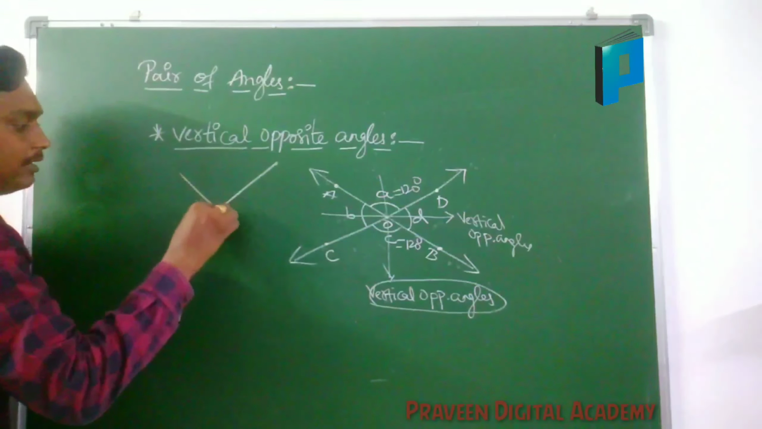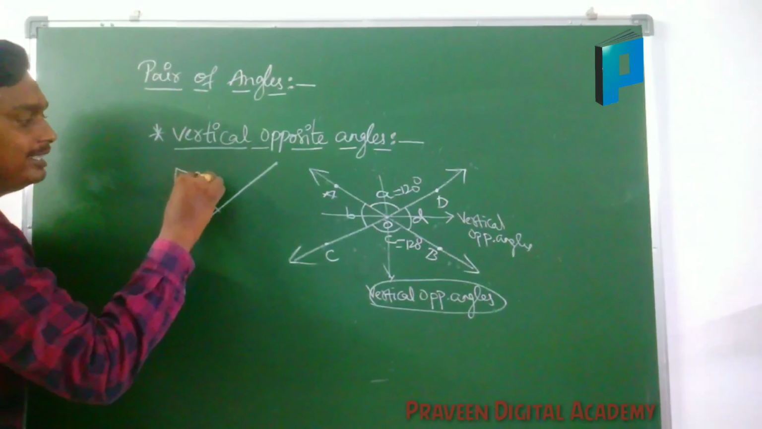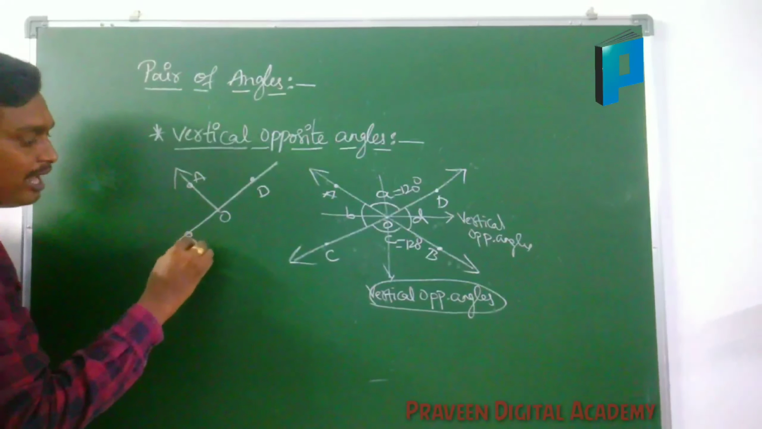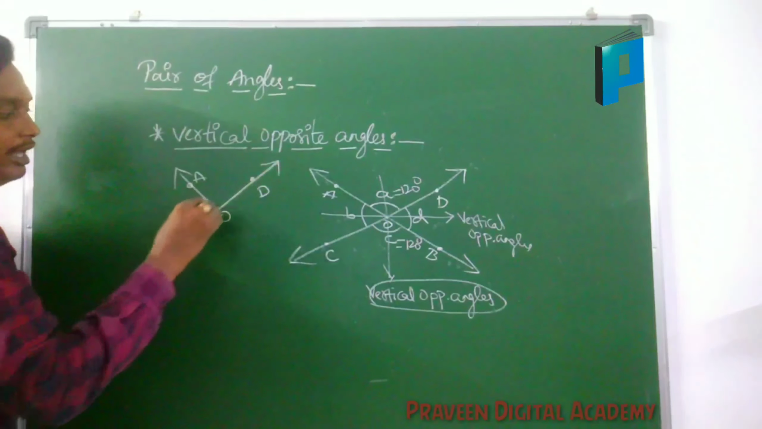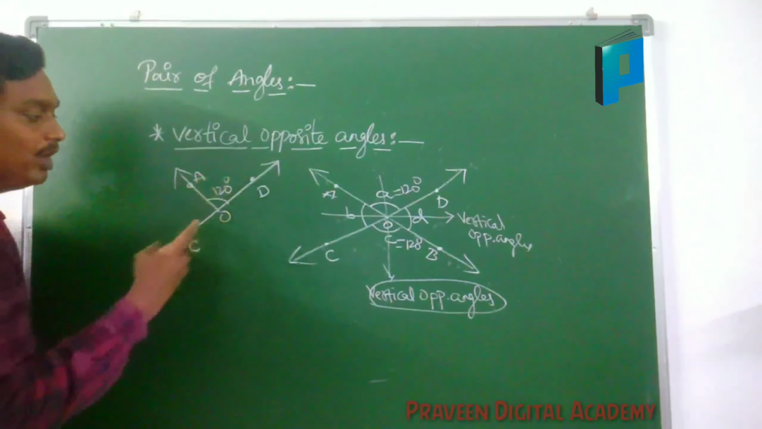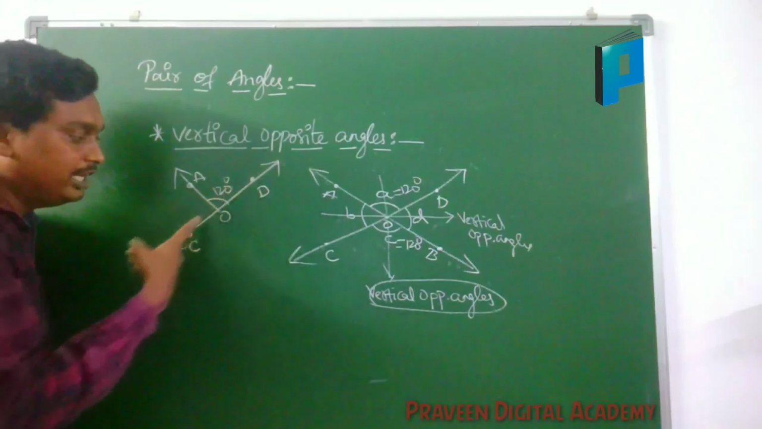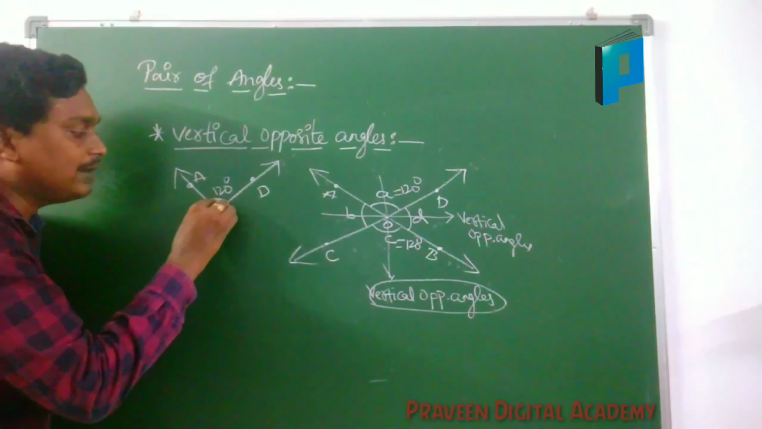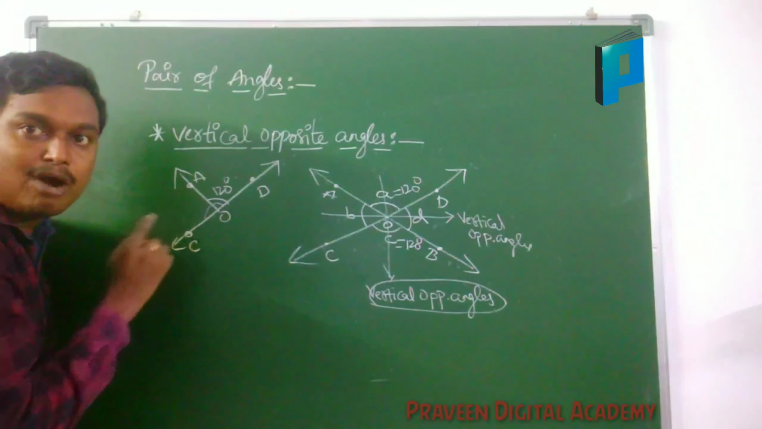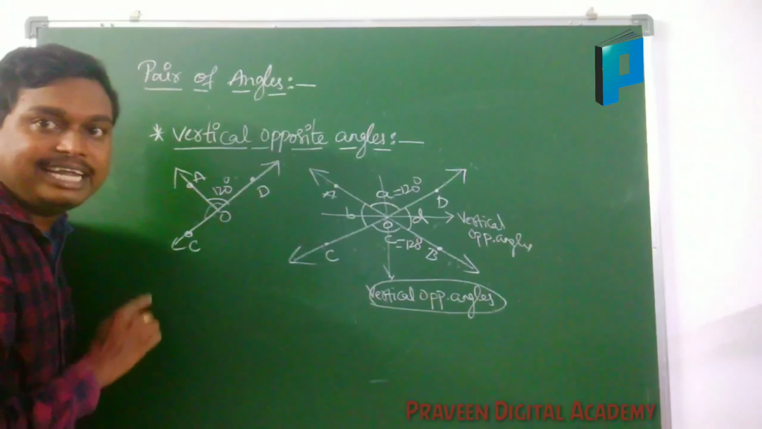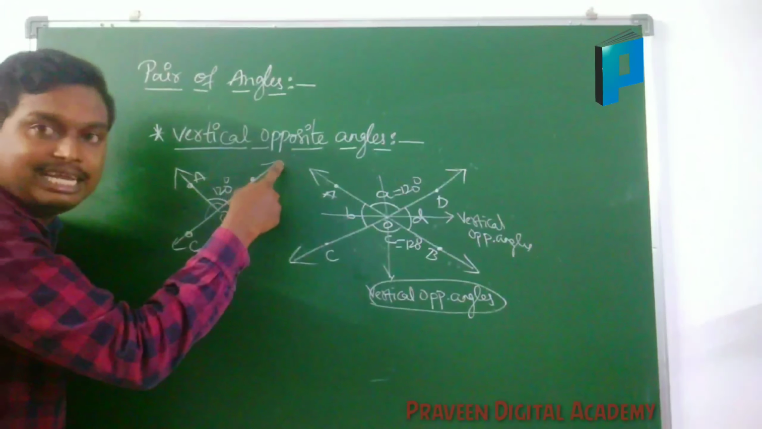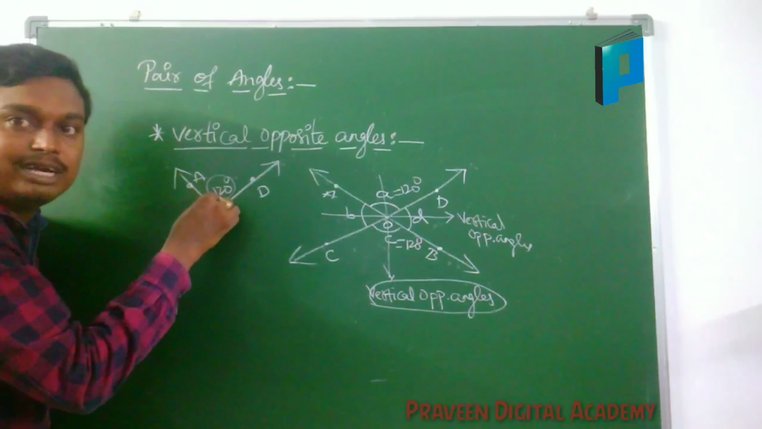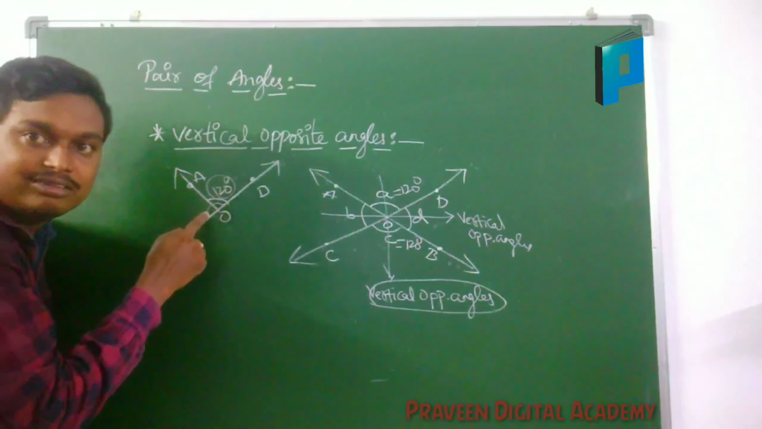But come to here. If this is A, this is O, this is D, and here you have C, what is this called? Here we know this is 120. COD is a linear pair. Whenever you have a linear pair, the sum of the two angles should be 180. This OD is a common arm. If you have 120 here, the sum of two angles is 180.